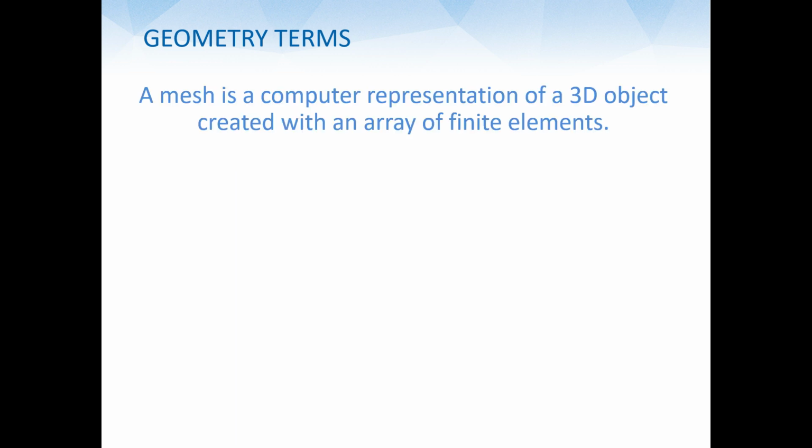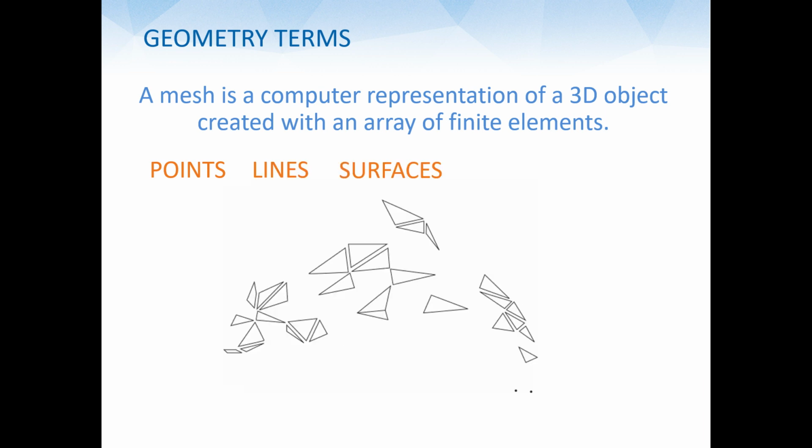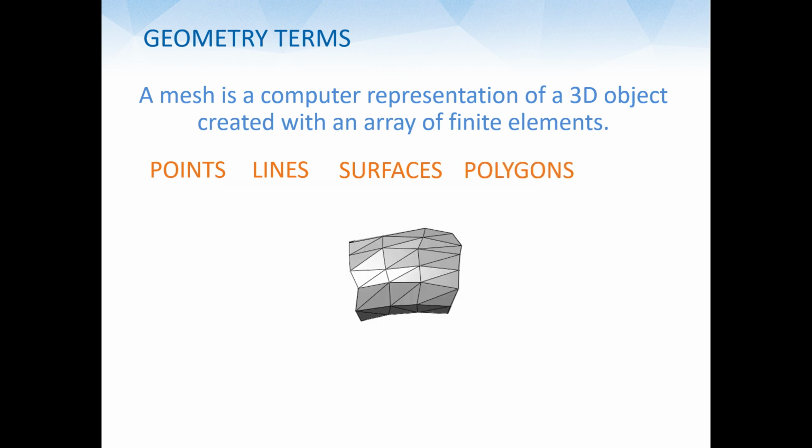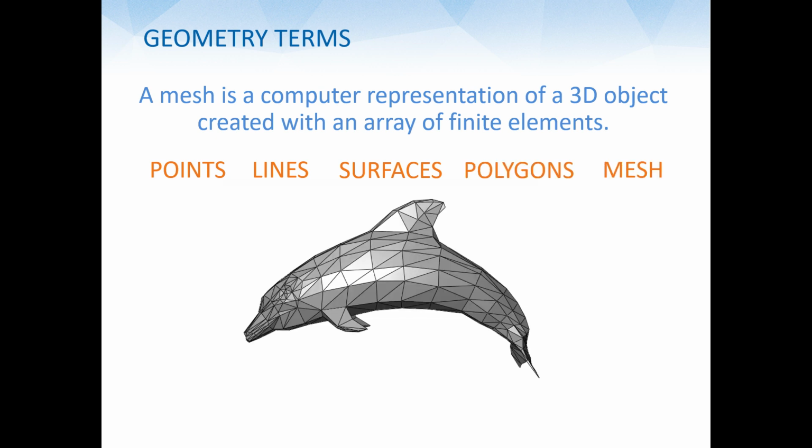In geometry terms, a mesh is a computer representation of a 3D object created with an array of finite elements. So again, meshes are comprised of points, lines, surfaces, and polygons. Each mesh face is a surface, therefore we can find lots of triangular meshes. And triangles always lie on the same plane.